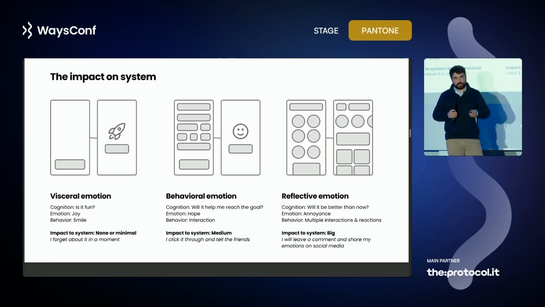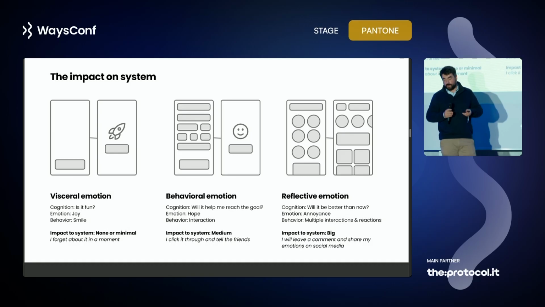On the behavioral level, we can refer it to something new. So for example, there's a new function in a product you're designing. There was nothing before, there's something new, and I believe this new function can let me reach my goals, or that this will solve my problem. So the emotion is hope. Behavior: I get into interaction with this new function. I click it through. Okay, it works, it doesn't work. I will share it somehow, but the impact to the system is medium.